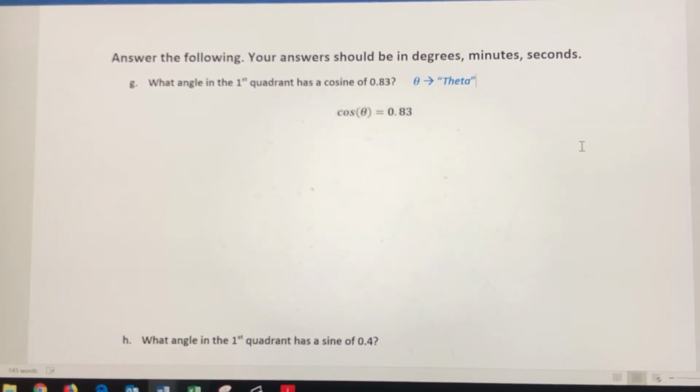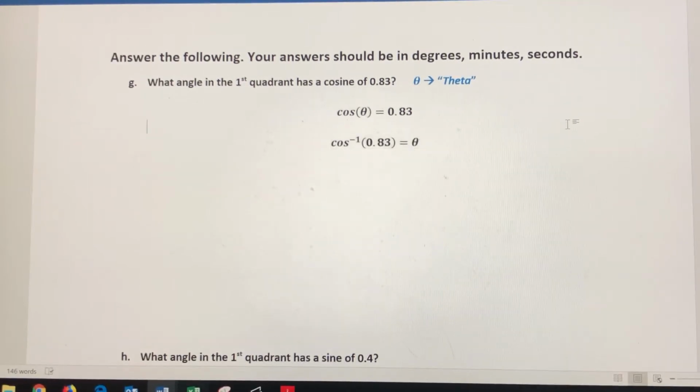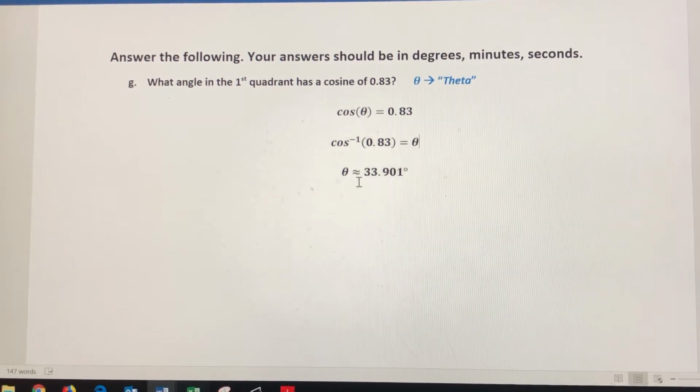When I'm solving for an angle, you've got to remember I'm going to use the inverse trig function. In this case, inverse cosine of the ratio here, 0.83, is going to be equal to my angle measure. So we want to use a scientific calculator to evaluate that. We're going to get a decimal version of the answer. So in decimal form, theta is going to be approximately 33.901 degrees.